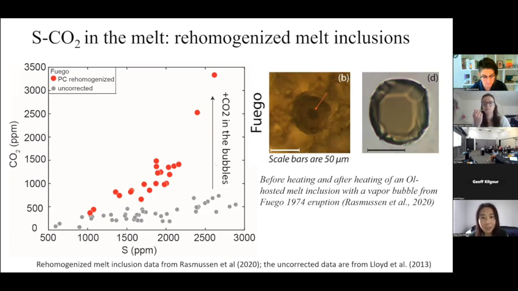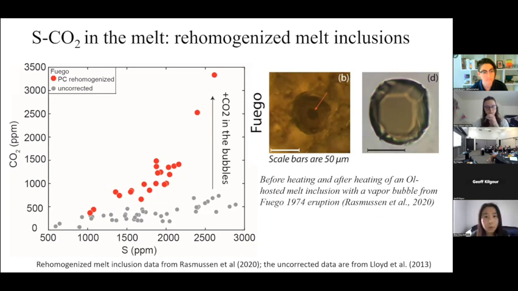2020, where they rehomogenized the vapor bubble back into the melt inclusions using piston cylinder experiments. Compared to the unrehomogenized melt inclusion data from the same eruption, shown in gray symbols here, the rehomogenized melt inclusions showed significantly higher maximum CO2. It also displayed a very nice co-degassing trend between sulfur and CO2, indicating that, at least for this eruption, sulfur might have actually started degassing pretty deep together with CO2.